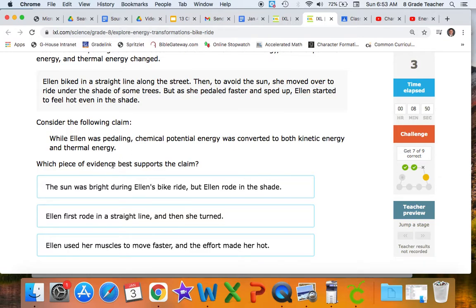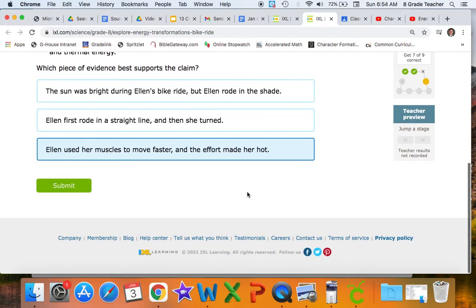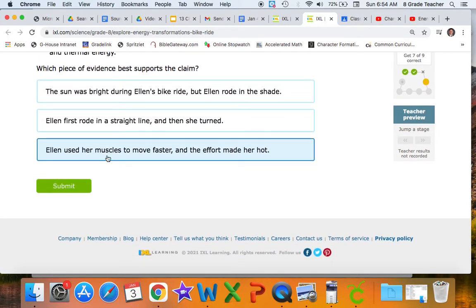Which piece of evidence best supports this claim? Well, the sun was bright during Ellen's bike ride, but she rode in the shade. Not really. Ellen first rode in a straight line, then she turned. That doesn't tell us about the transfer of energy. Ellen used her muscles to move faster, and the effort made her hot. We would say that's probably the reason why.